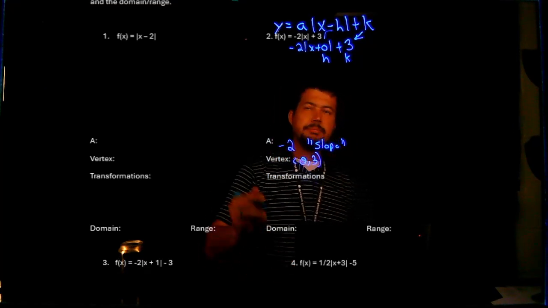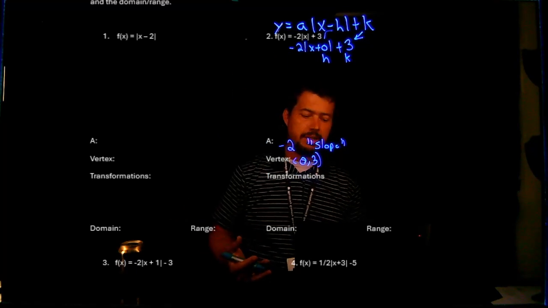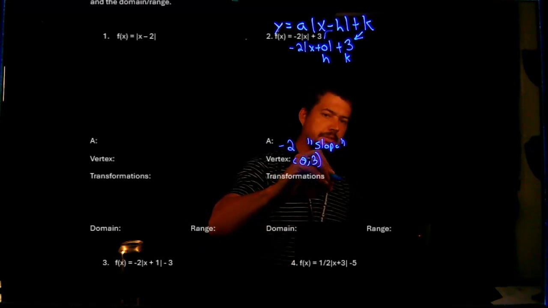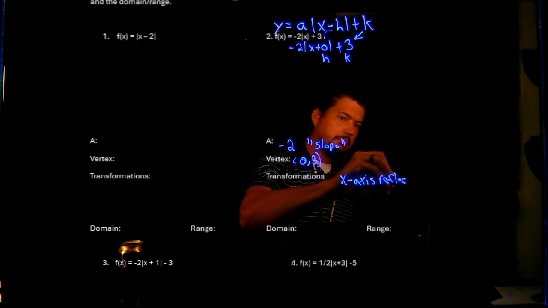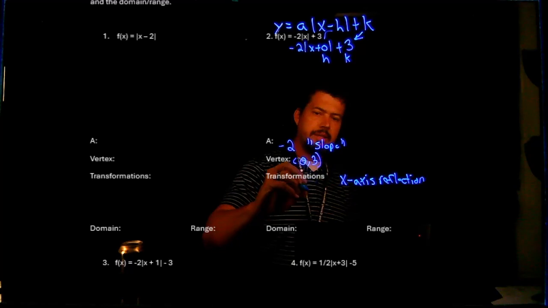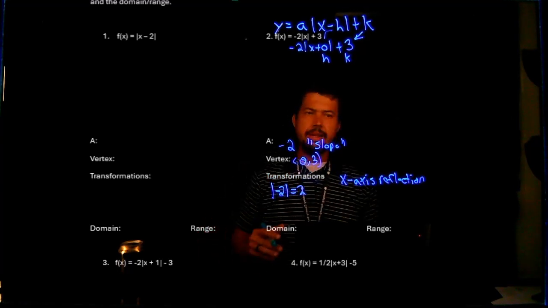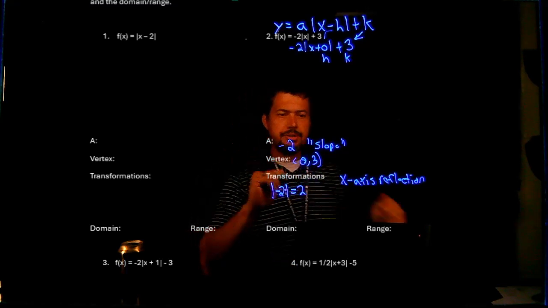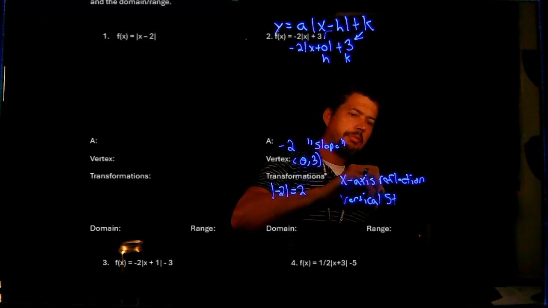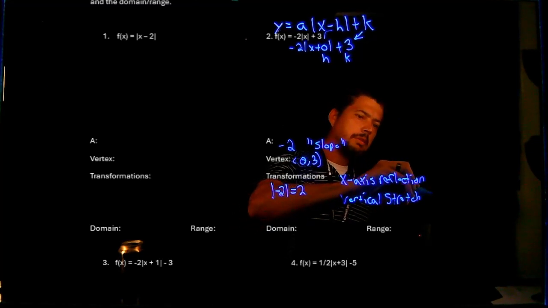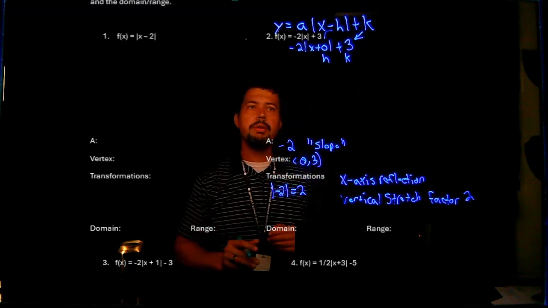Transformations that are present here. If a is negative, which this one is, we have a reflection over the x-axis. So it has been reflected over the x-axis. Now, if we take the absolute value of a, the absolute value of negative 2 is 2, that tells us that we have done what's called a vertical stretch. So there is a vertical stretch factor 2. This thing grows twice as fast as it would otherwise.